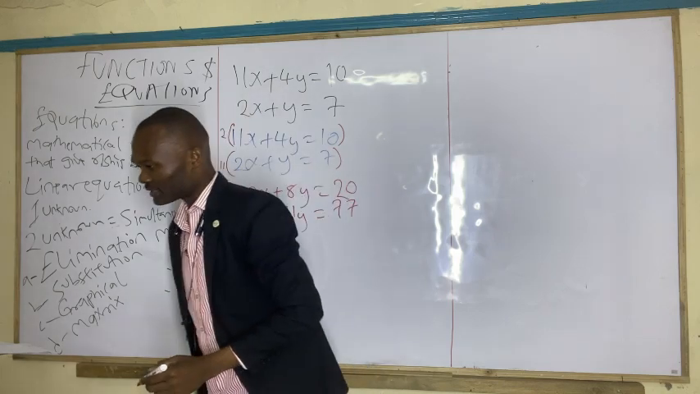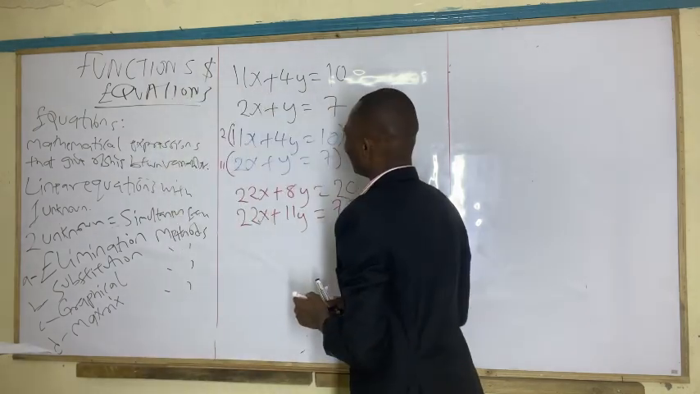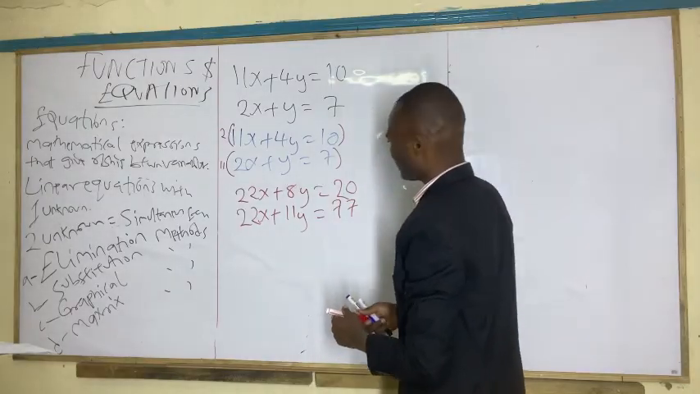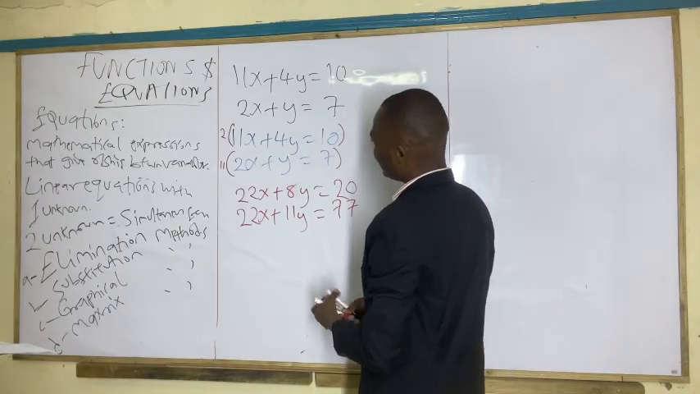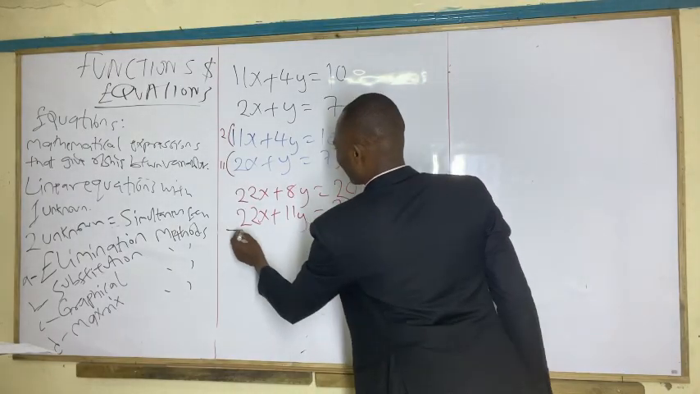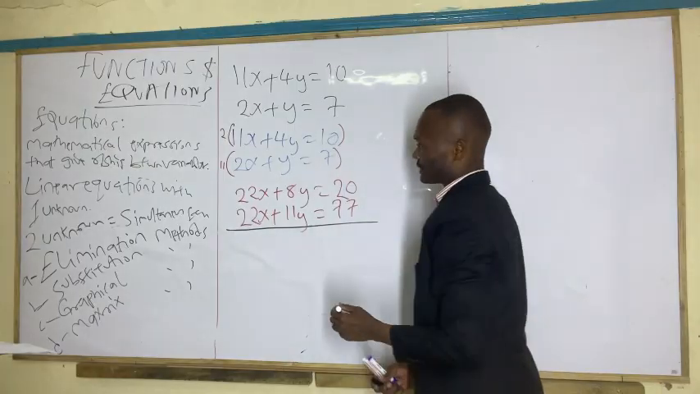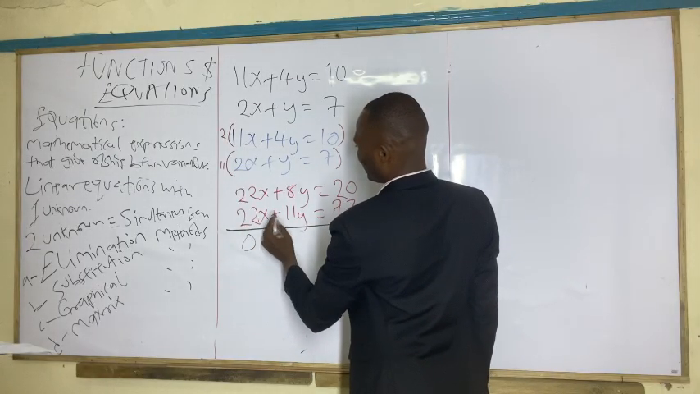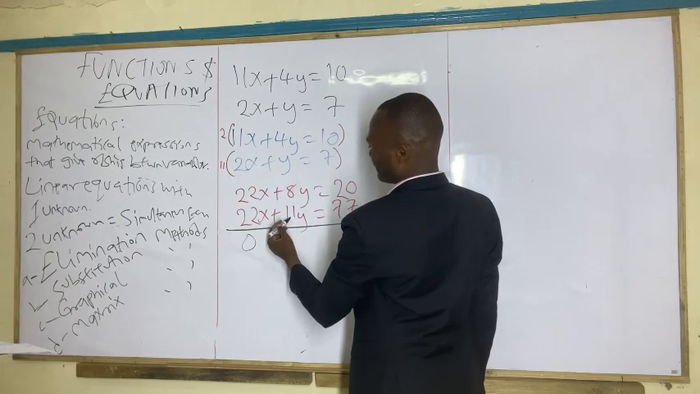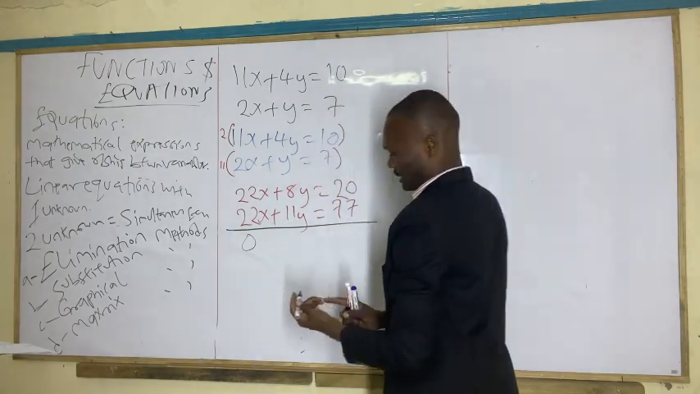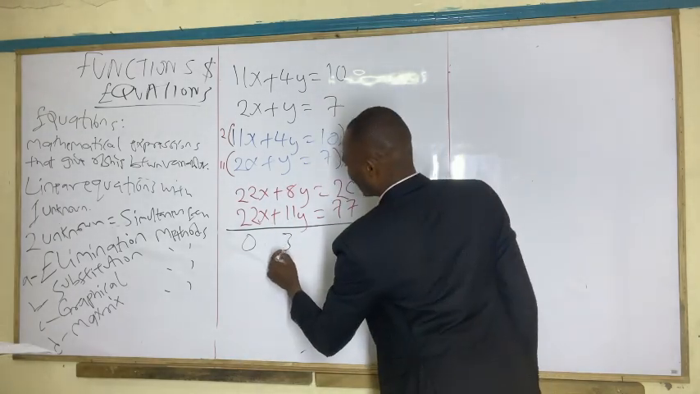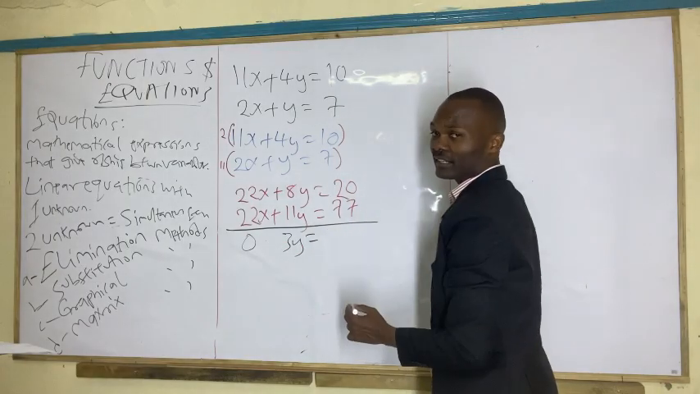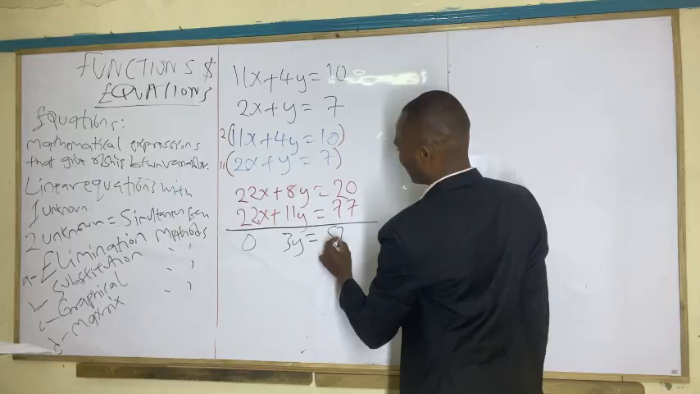I don't have a negative. Yeah, we actually have a negative, sorry. But it's fine. Let's just solve it that way. Then the next thing is, after that, we find the difference. So 22x minus 22x is a 0. Then 8y minus 11y, that's a what? 8, 9, 10, 11, that's 3y, is equals to 20 minus 77, that is 57.